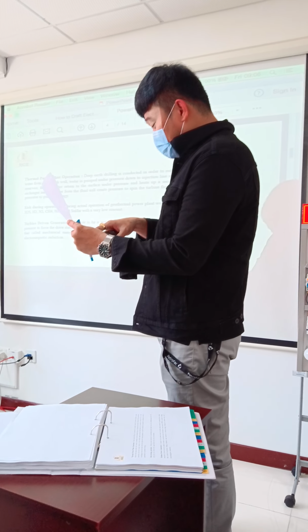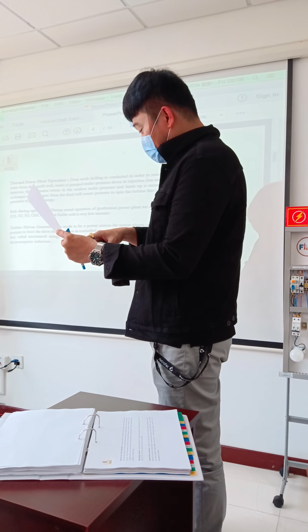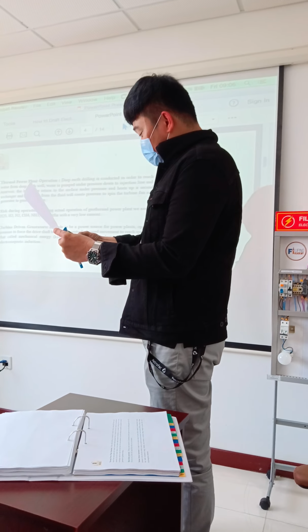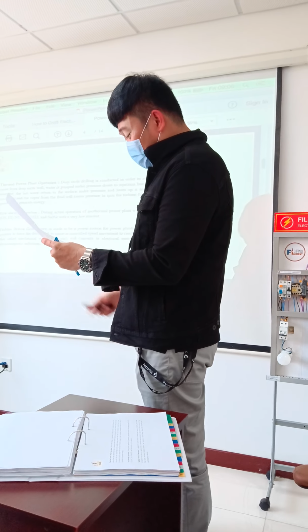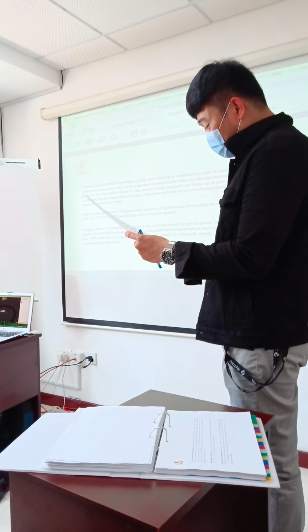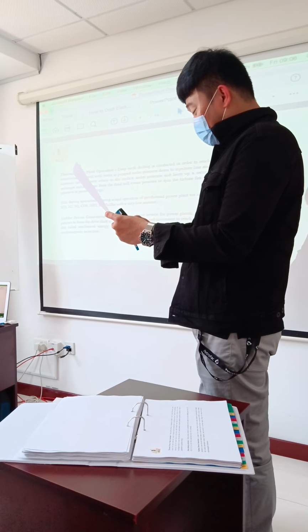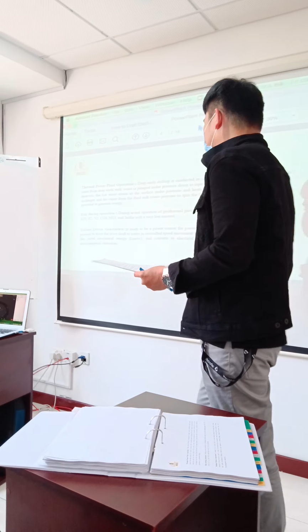H2S. Hydrogen sulfide is a chemical compound with the formula H2S, a colorless chalcogen hydride gas with the characteristic foul odor of rotten eggs. It's poisonous, corrosive, and flammable.